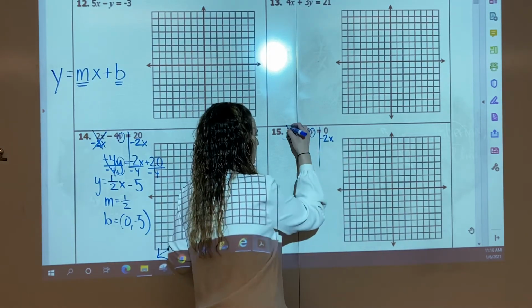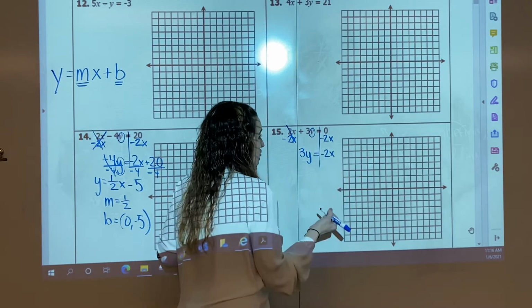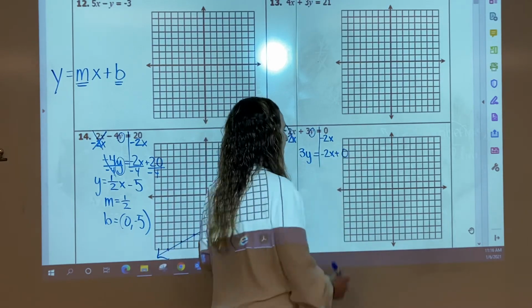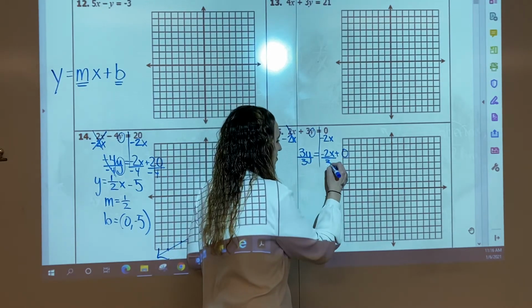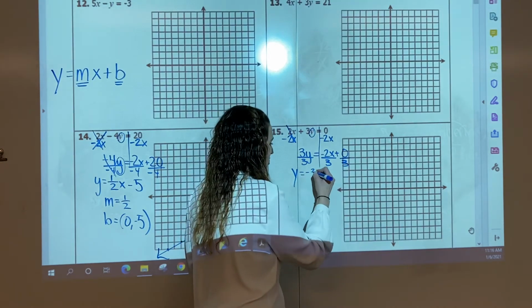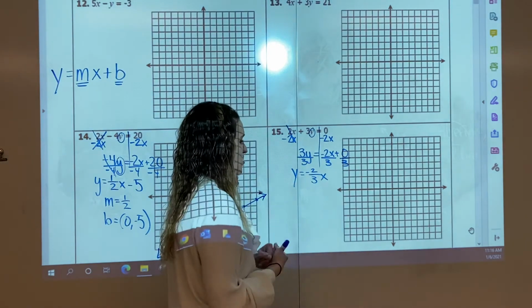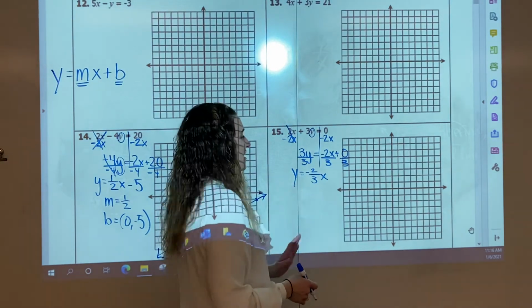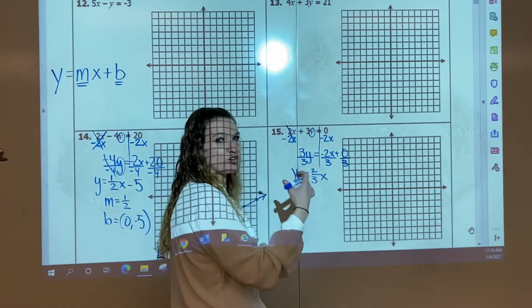So now I have left over 3y equals negative 2x. You can put the plus 0. I'm going to keep it in there for now just so that we have it. Divide everything by 3 to get that y by itself. We're going to get y equals negative 2/3 x. And then 0 divided by 3 is just 0. You can leave it like this, or you can add the plus 0 at the end. I'm going to leave it like this because 9 times out of 10, that's how you're going to see it.